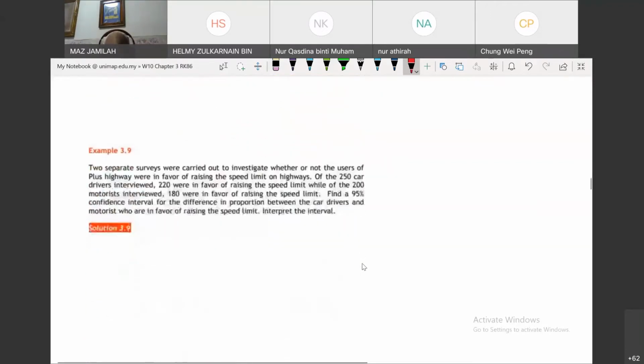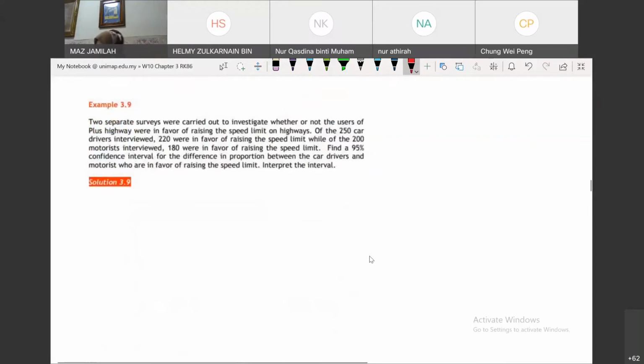Let's look at the first example of 3.9, on page 96. If I'm not mistaken, there is a typo since I'm using my first version, so this is 3.10. Now, check out all the information before you start. Two separate surveys were carried out to investigate whether or not the users of class highway were in favor of raising the speed limit on highway.